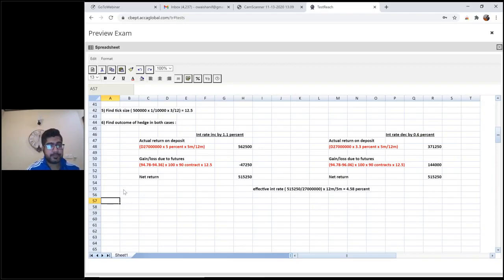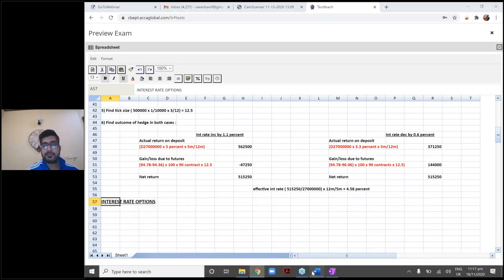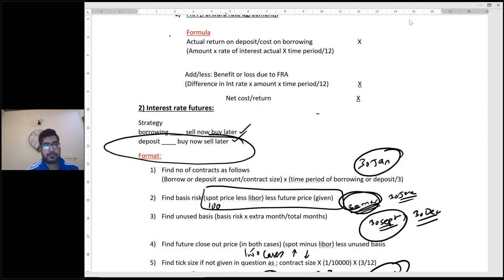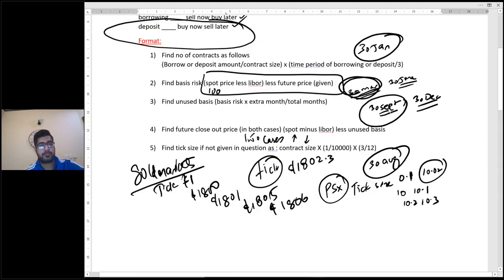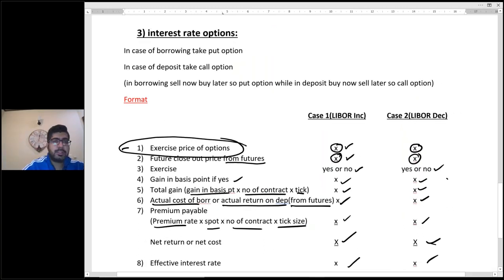That is interest rate options. Now again, the format of options needs to be designed first. In case of borrowing, take a put option. In case of deposit, take a call option. We will do that. But in options, you have to make two heads. Case one, increase in LIBOR. In case two, decrease in interbank rate. Okay, so you need to make two columns.